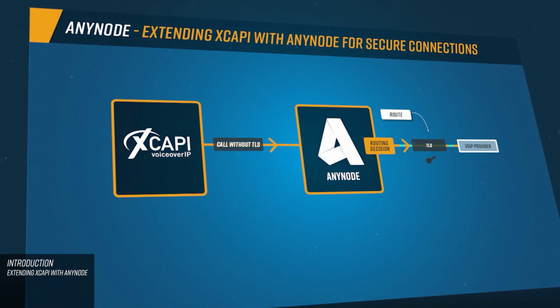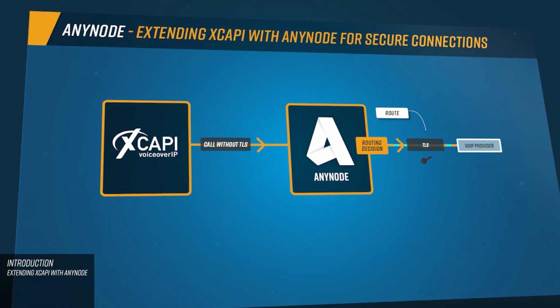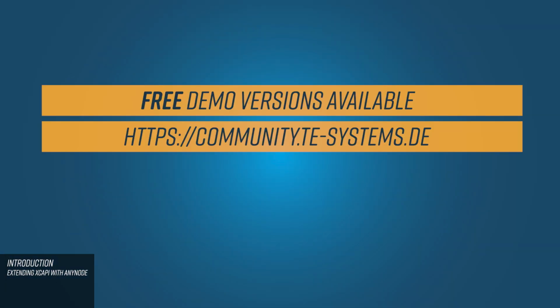This guide explains how to configure anynode as a bridge between XCAPI and the voice over IP provider Deutsche Telekom Company Flex SIP Trunk. TE Systems offers free demo versions of XCAPI and anynode, so you can spin up this lab without upfront licensing costs and evaluate every feature before committing.